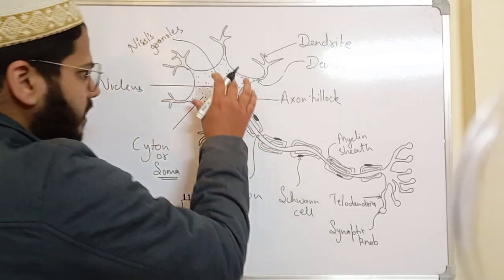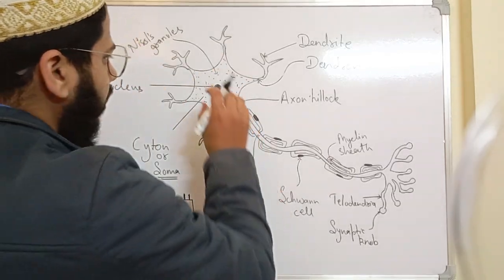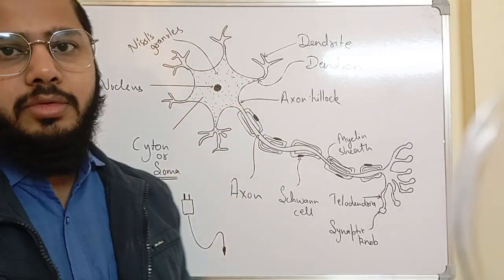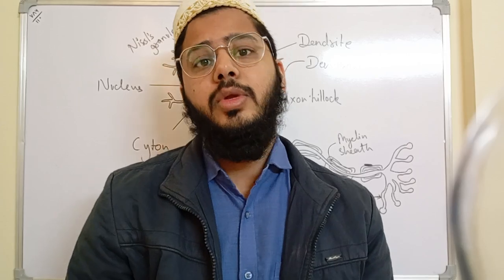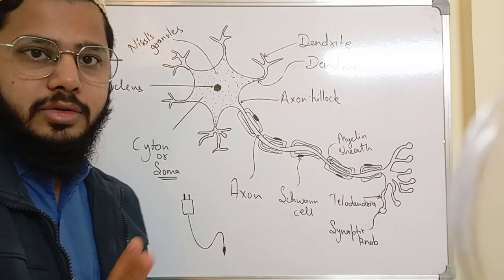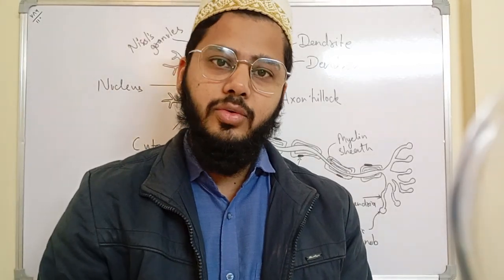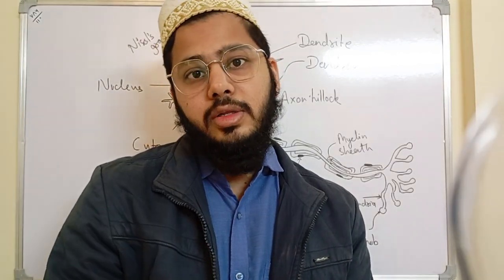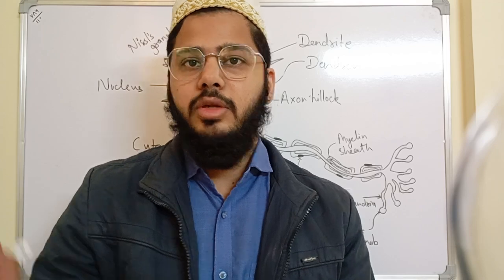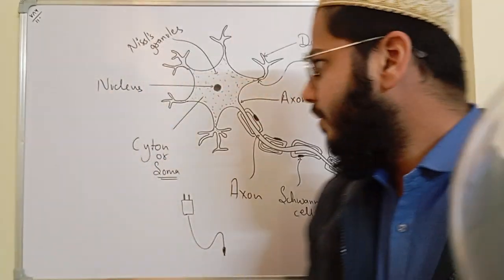So this is the structure of a neuron. This is the part of a neuron where different cell organelles are present: endoplasmic reticulum, Golgi apparatus, and nucleus as well. They are all present in the cyton. Now, neurons lack centriole, a cell organelle that is specifically present in animal cells but is not present in neurons. That's why neurons lack the ability to divide.